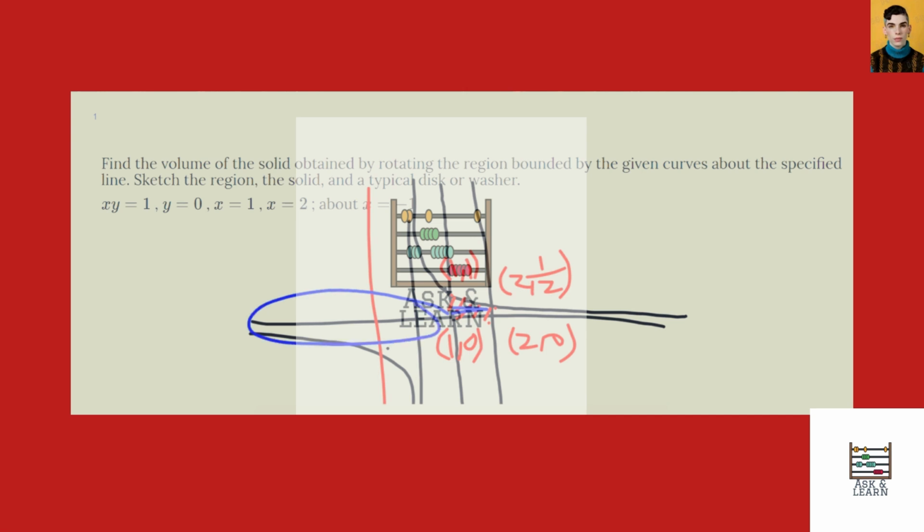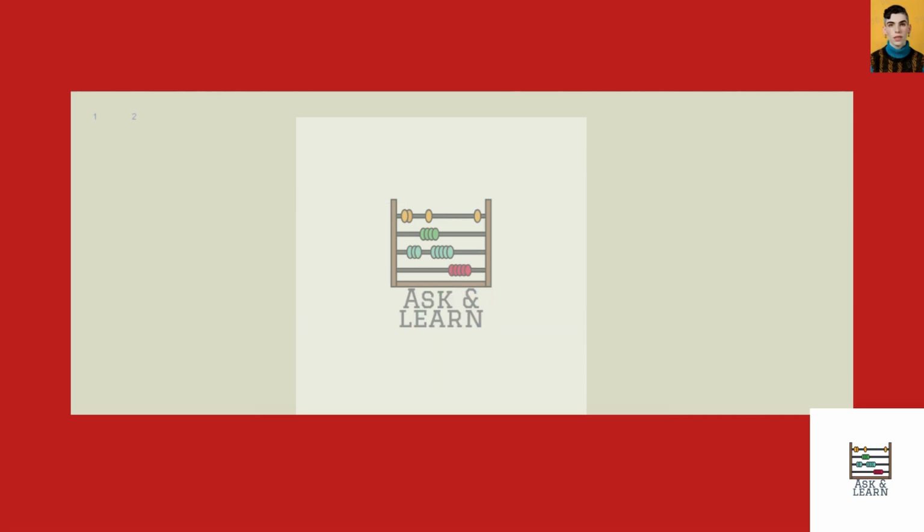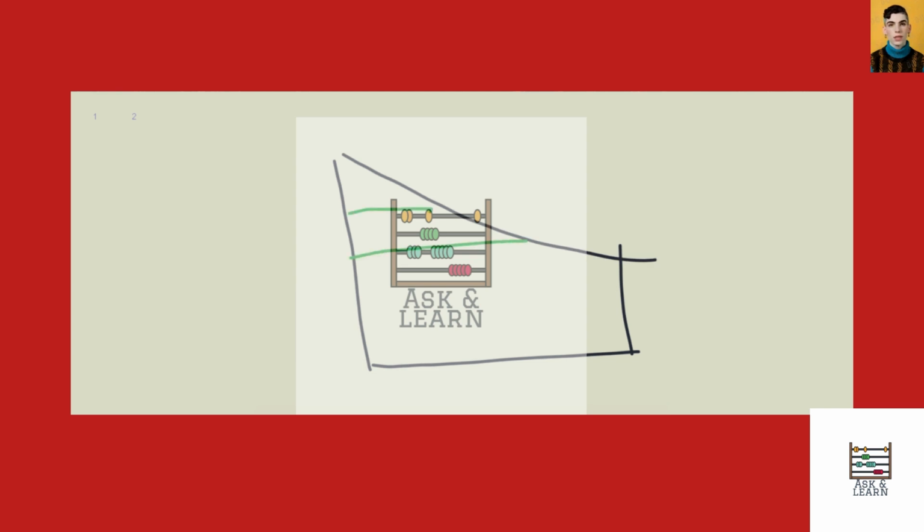We're rotating about this line, so we get washers. Now when you look closer at this particular region and at its shape, what we get is this shape right here. And we are finding how the radius changes as you change y.